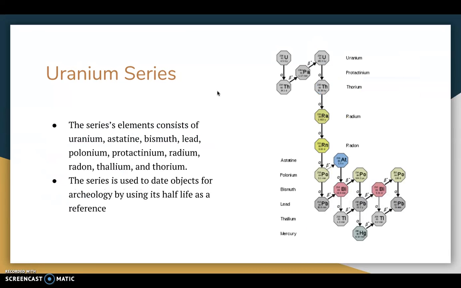The uranium series is probably the one that's most commonly heard. It consists of uranium, actinium, bismuth, lead, polonium, protactinium, radium, radon, thallium, and thorium. And like the other series, it consists of alpha and beta decay to continue the chain. And the reason why you might have heard of this is because this is used to date objects for archaeology by using each of the individual elements' half-life as a reference.